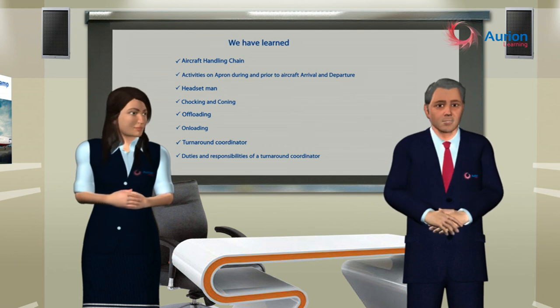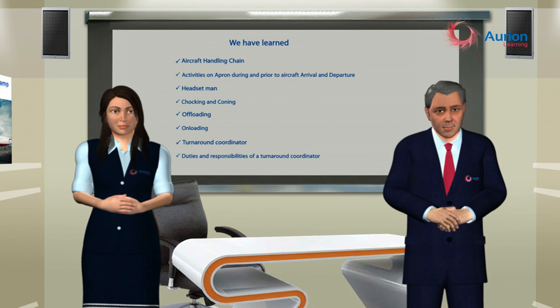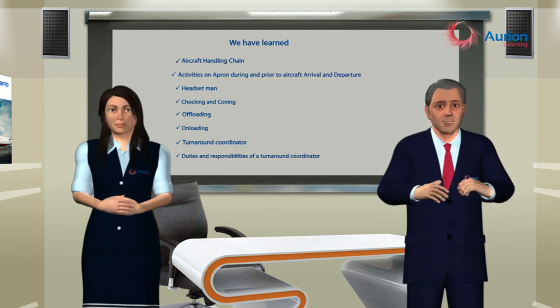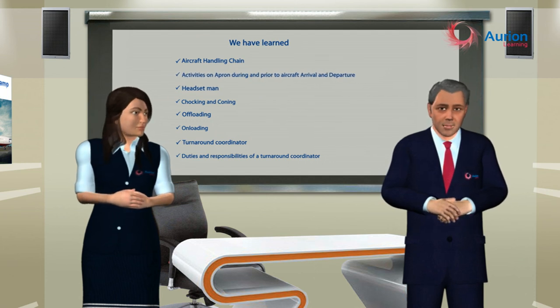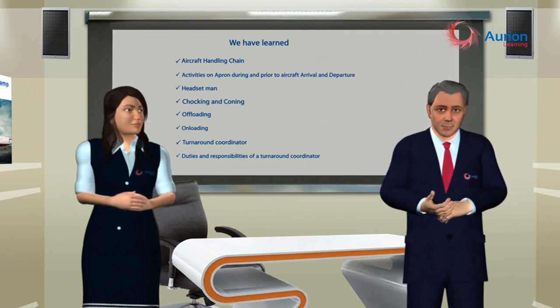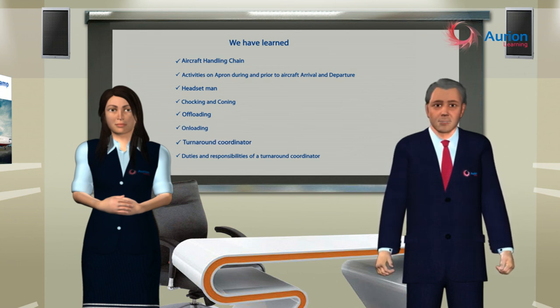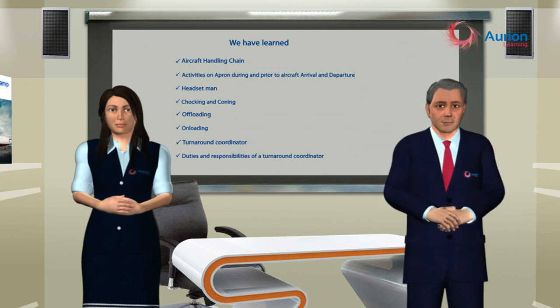This brings us to the end of the third module, Aircraft Turnaround, where we have learned aircraft handling chain, activities on the apron during and prior to aircraft arrival and departure, headset man, chocking and coning, offloading, onloading, turnaround coordinator, duties and responsibilities of a turnaround coordinator.